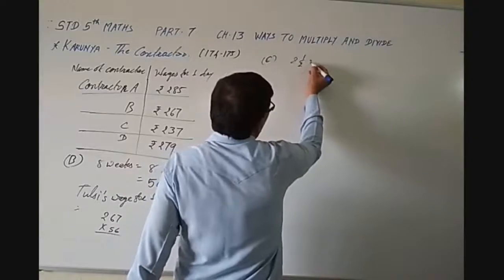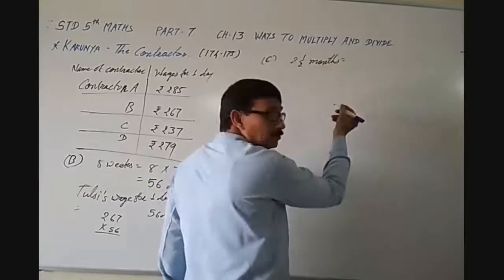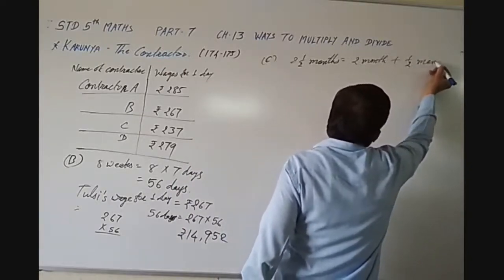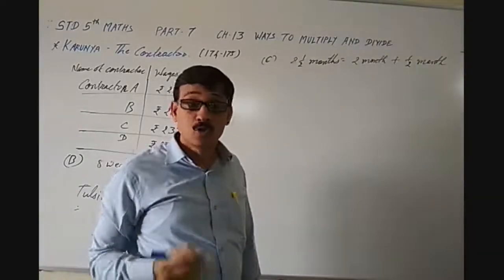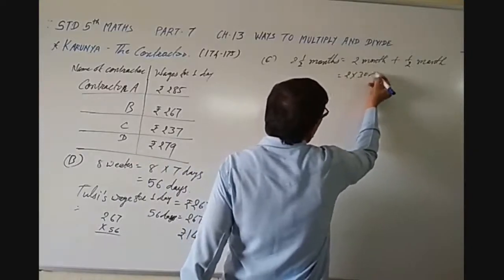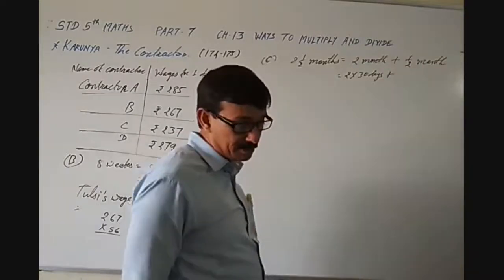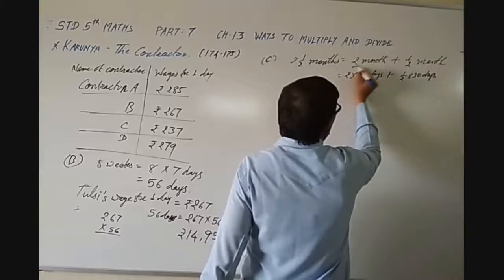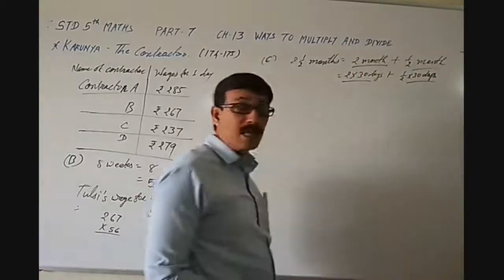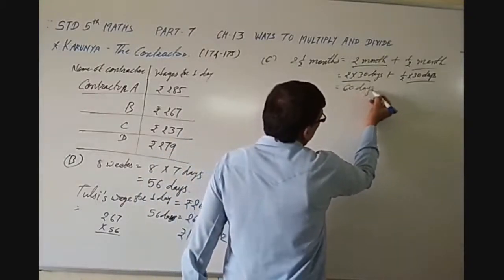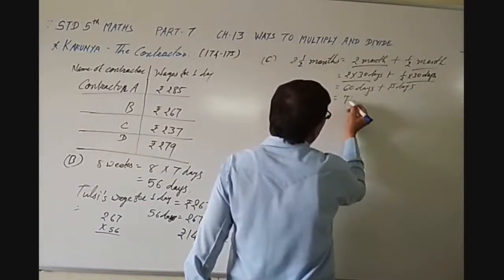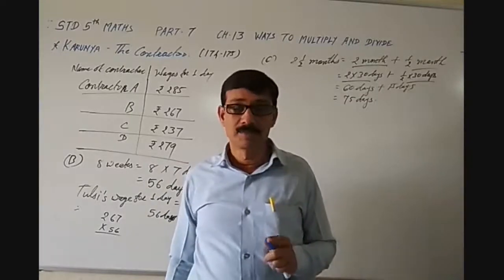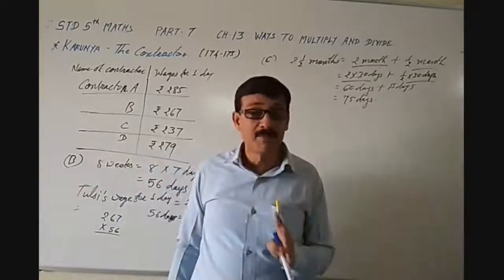So 2.5 months is equal to 2 months plus half a month. 2 months is equal to 2 multiplied by 30 days, plus half a month is equal to 1/2 multiplied by 30 days. So this is equal to 60 days plus 15 days, which is 75 days. We took 30 days for a month, and that is why. So for 2.5 months there are 75 days.